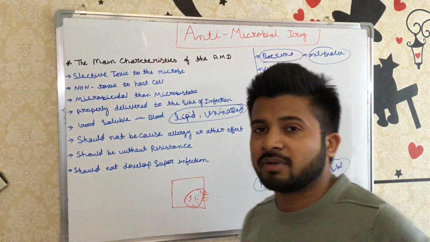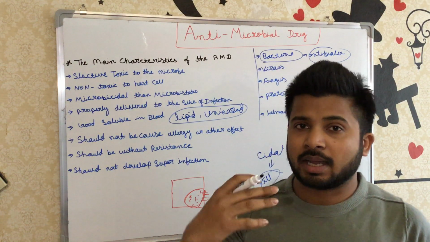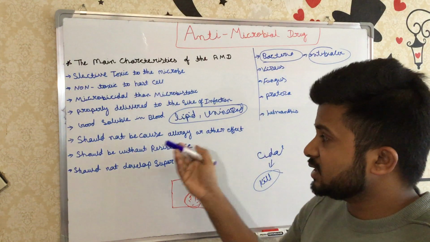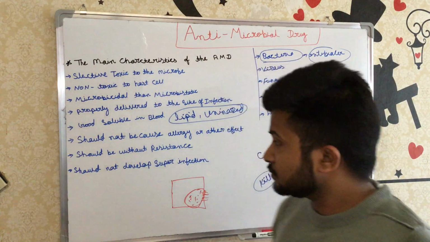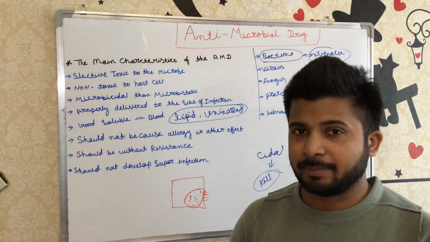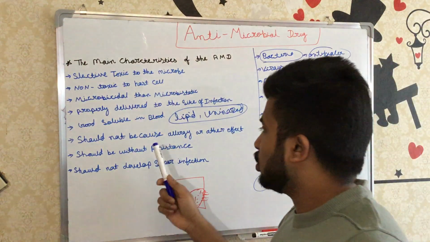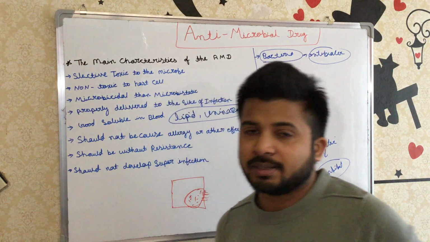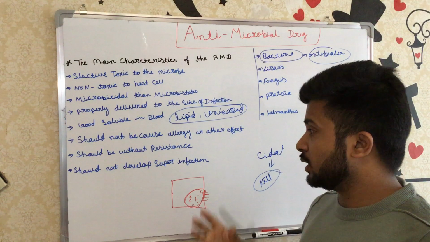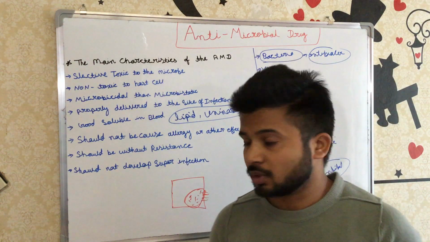Why the lipid? Because our normal cells are also made of lipid, and even bacteria and all microbes have cells made of lipid. That's why it is very easy to penetrate and it can kill the bacteria. And the same with unionized, because it is non-polar, without any active transport, by passive diffusion it can enter any cells. Then it should not cause allergy and other effects, because a lot of drugs can start an allergy, that is hypersensitivity. If an allergy develops, obviously it is not good for the patient.